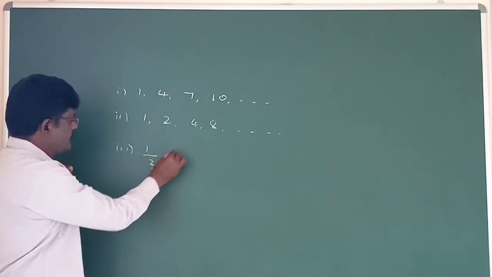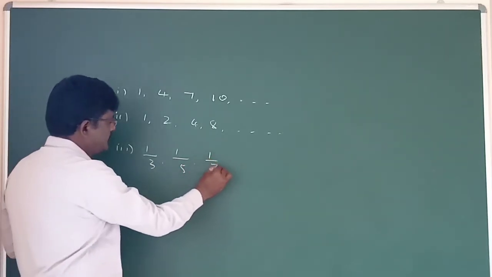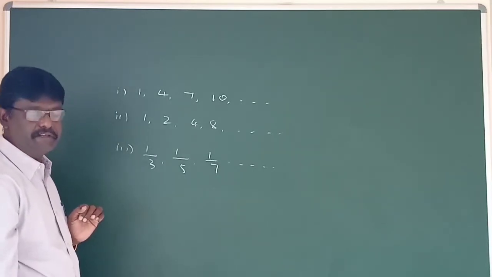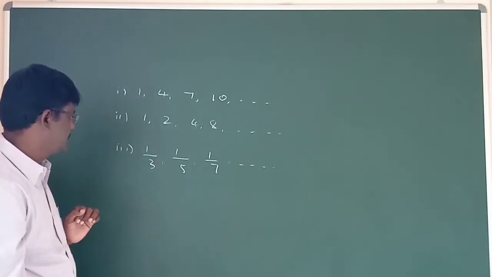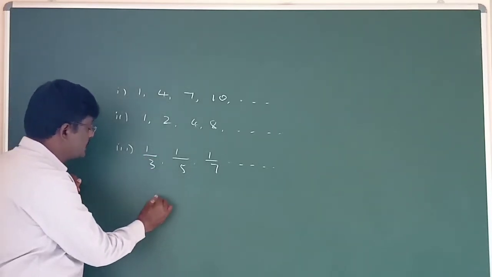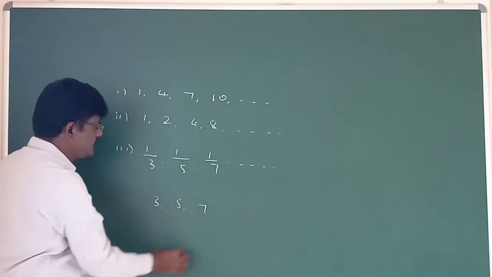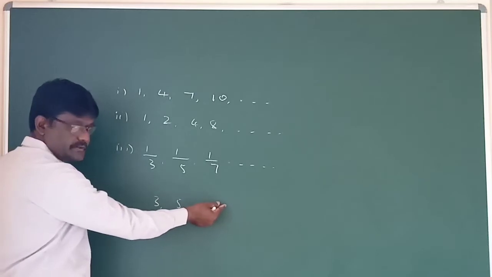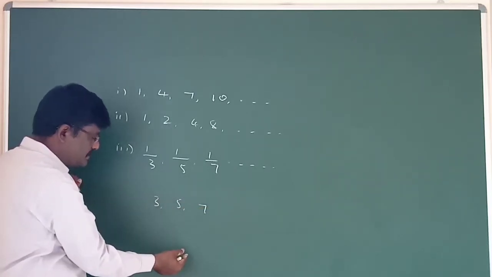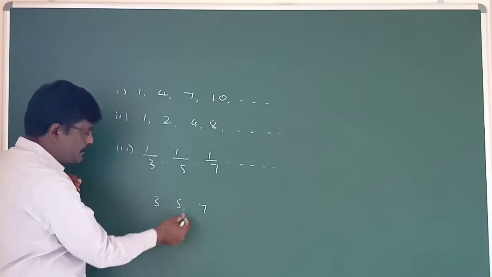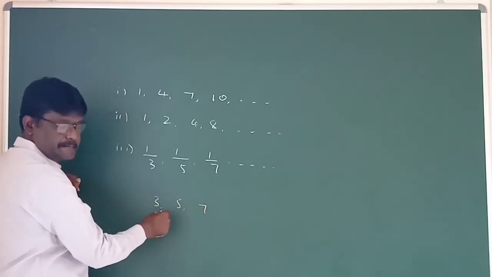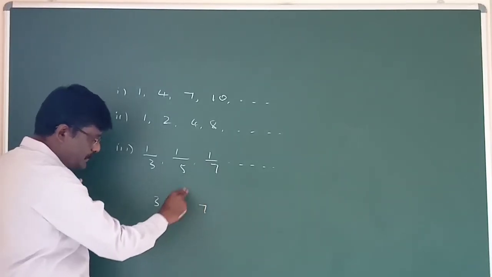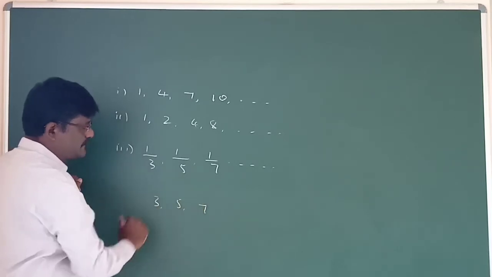Let us take one more example. 1 by 3, 1 by 5, 1 by 7. In this list of numbers also, we find there is a definite order. What is that? If you take the reciprocals 3, 5, 7, here in the reciprocals we find that each successive number can be obtained by adding 2 to the preceding. The succeeding terms can be obtained by adding 2 to the preceding.